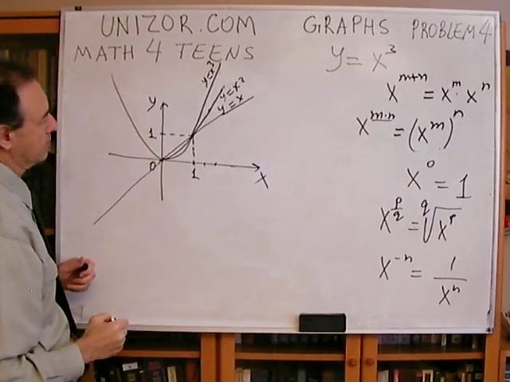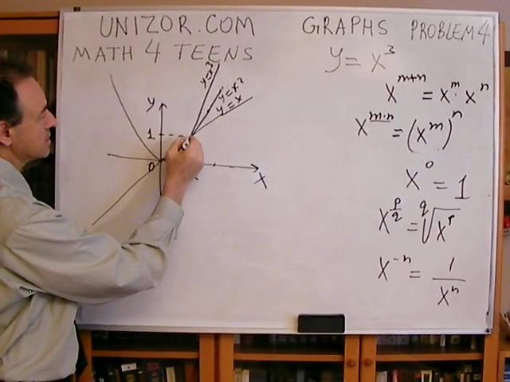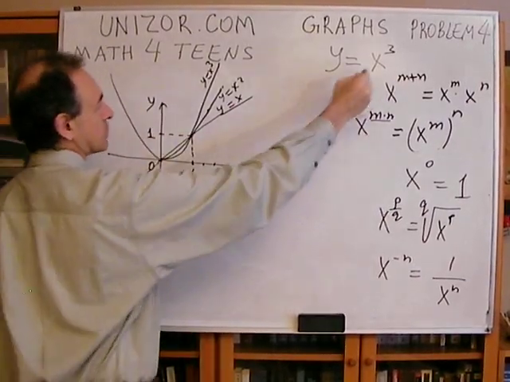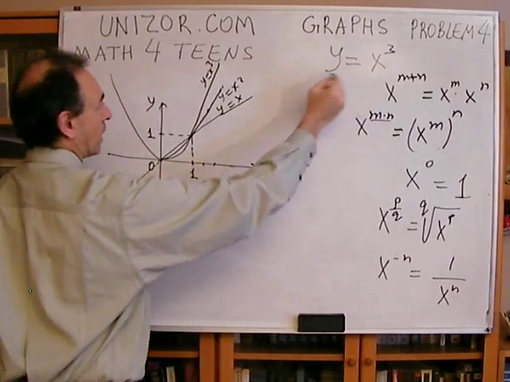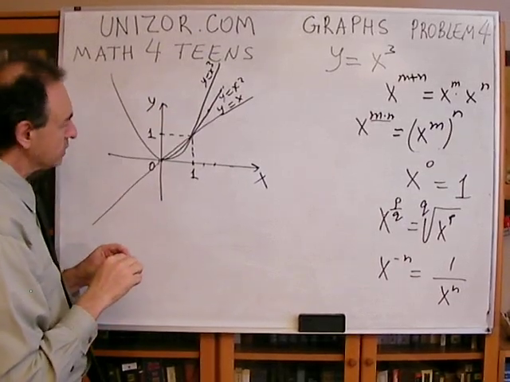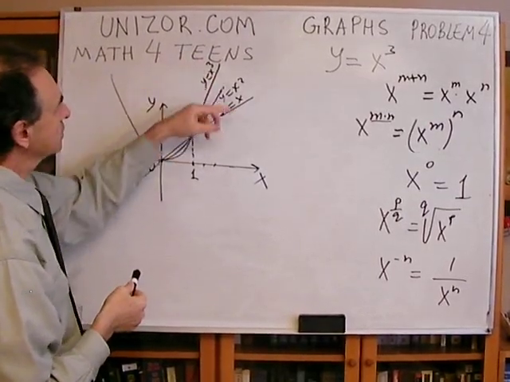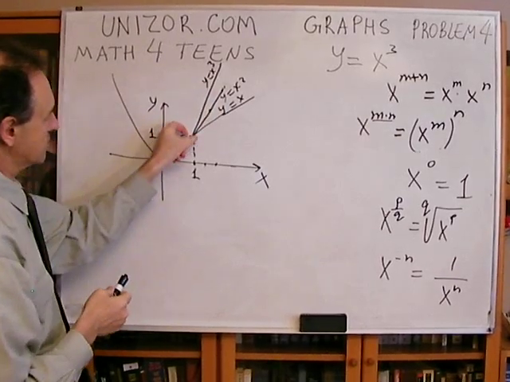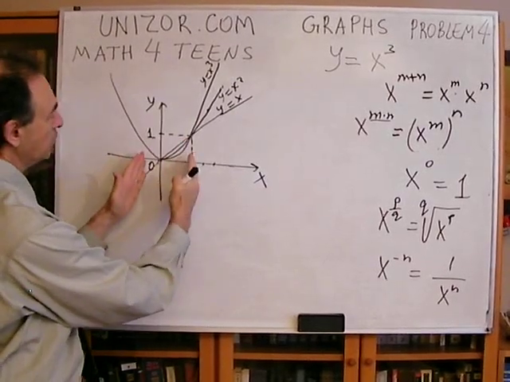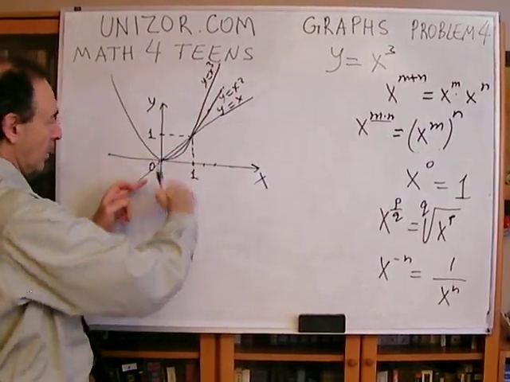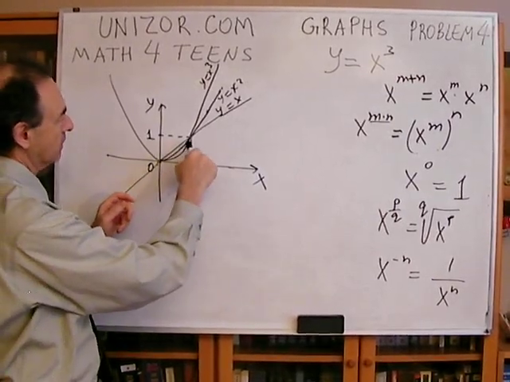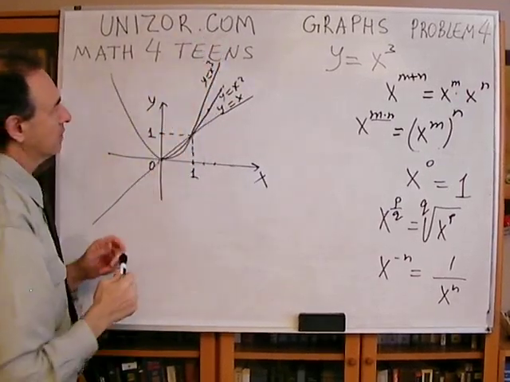x squared. But again, at x equals 1 and x equals 0, all of these functions are the same. For 0, it's 0, it's this point, and for 1, it's 1, it's this point. So it's like a knot. If you consider all the different graphs for all the different powers, in this particular case, they're tied together. And at 0, they're tied together. But from 0 to 1, those with a bigger power go smaller, and for x greater than 1, those with a bigger power will be positioned higher.